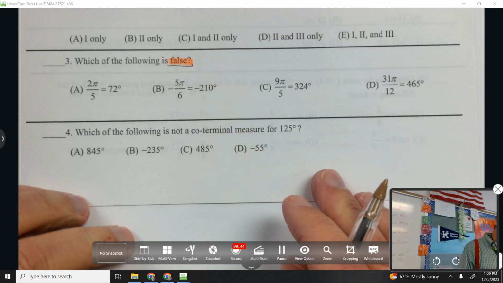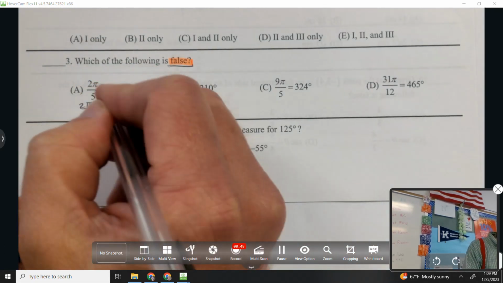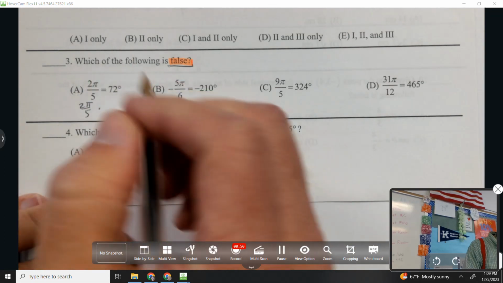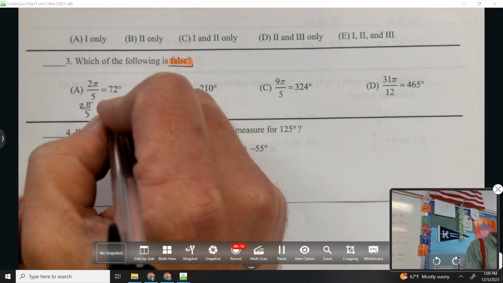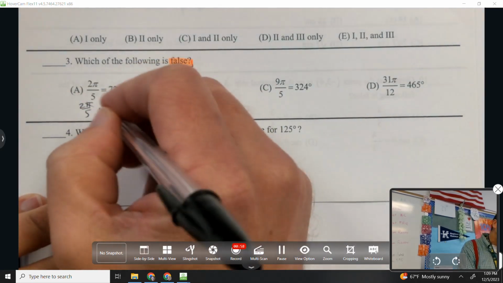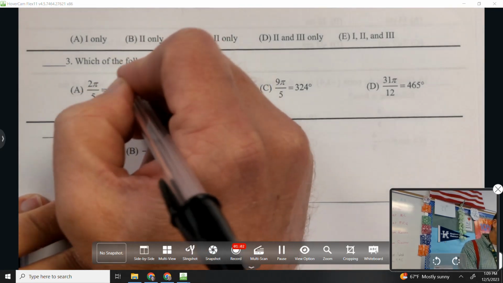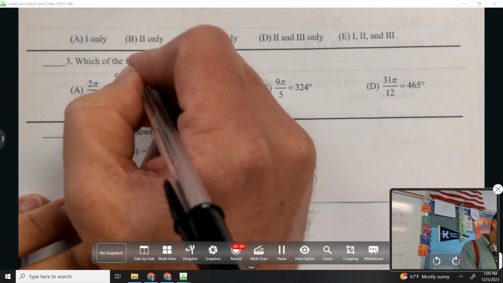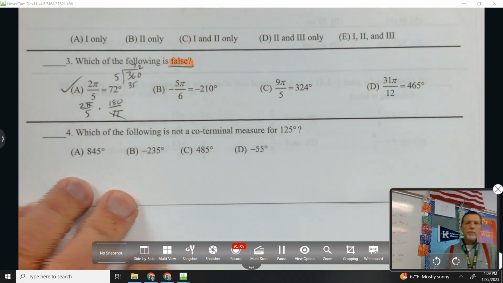Okay, so converting, there's not an easy way to do this, especially since they're not nice numbers. Let's see, times 180 over pi. Pi is canceled. 360 divided by 5 is 72. Yep, that's 72, so that one's true.